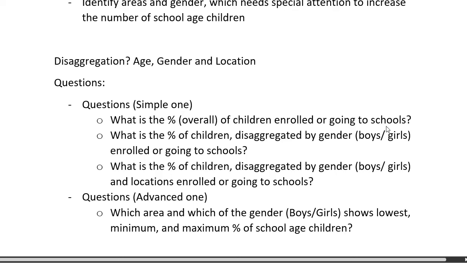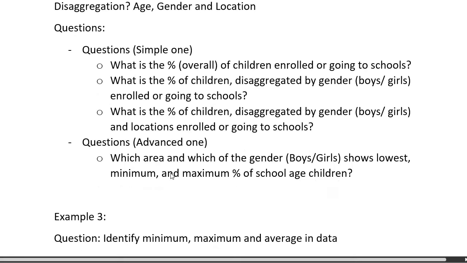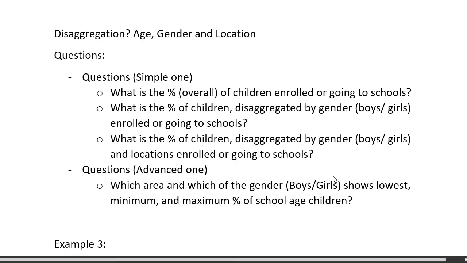What is the percent overall of children enrolled and going to school, what is the percent of children disaggregated by gender, boys and girls, and locations also. And the advanced one would be which area and which gender, boys or girls, shows the lowest, minimum and maximum percent of school age children. So I would need to see all these areas.